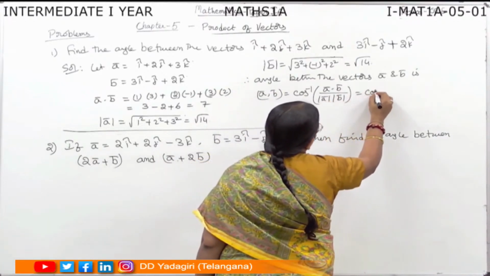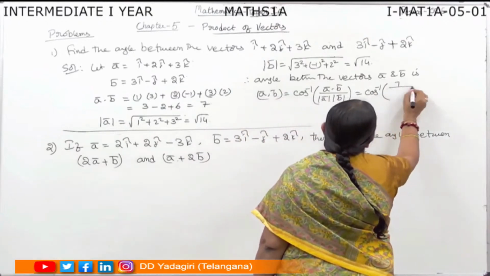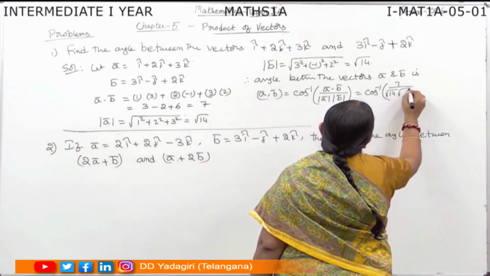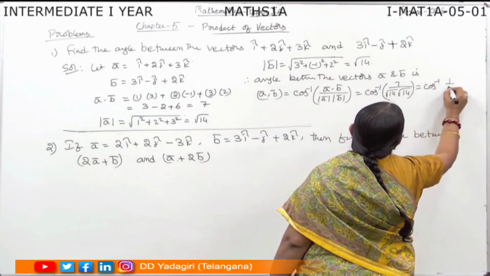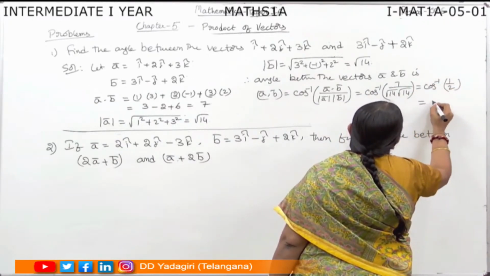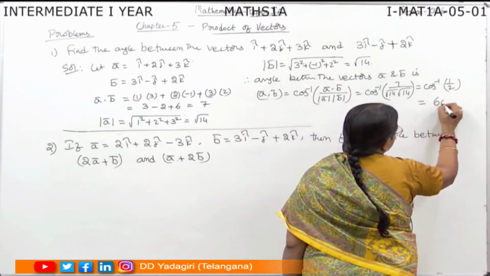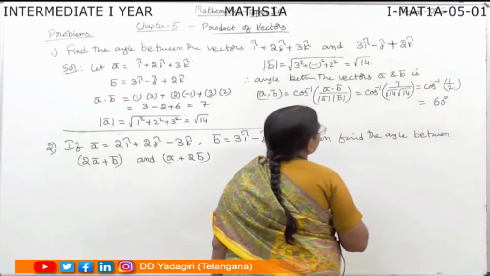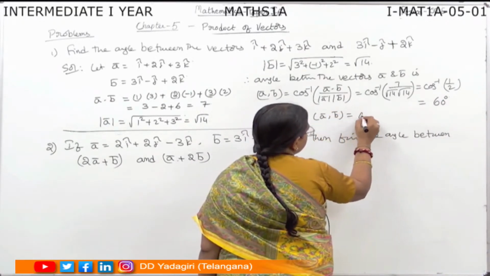So this is cos inverse of A dot B. A dot B is 7. 7 by root 14 into root 14, that is 7 by 14, that is half. Cos inverse of half is cos 60, so 60 degrees. The angle between the two vectors A and B is equal to 60 degrees.